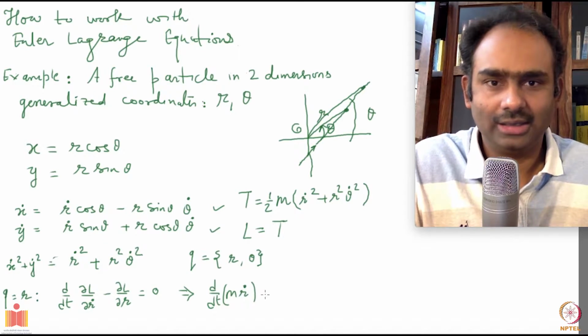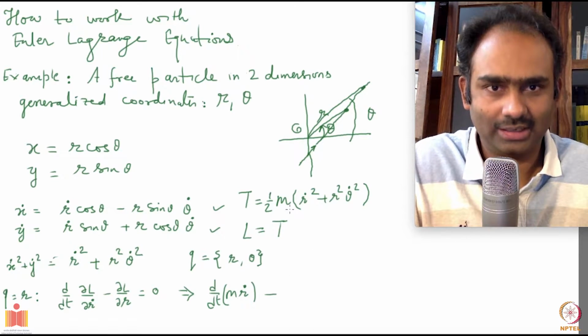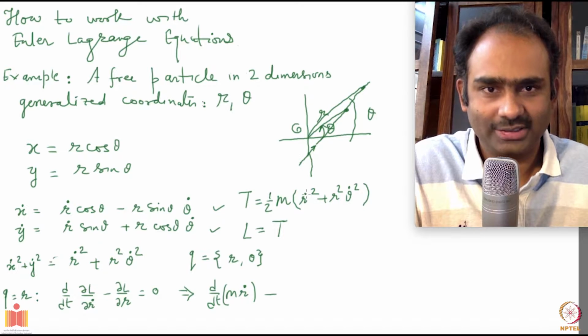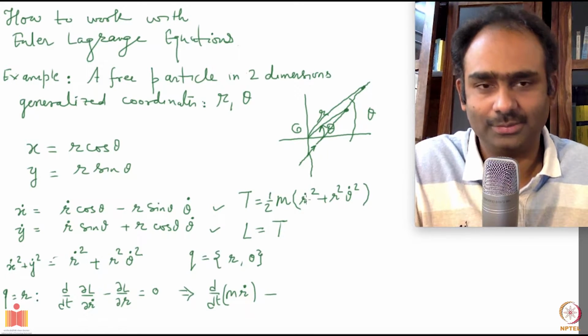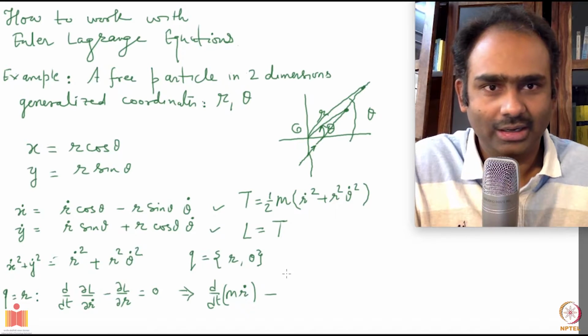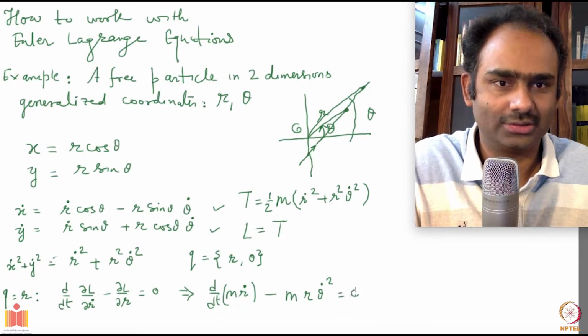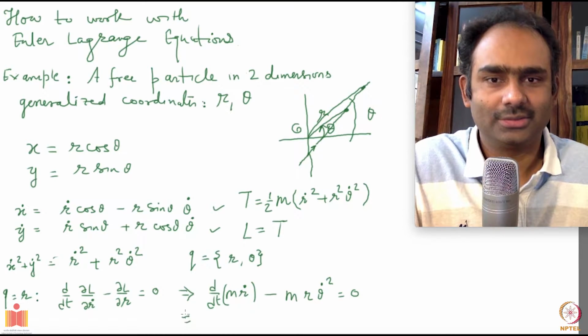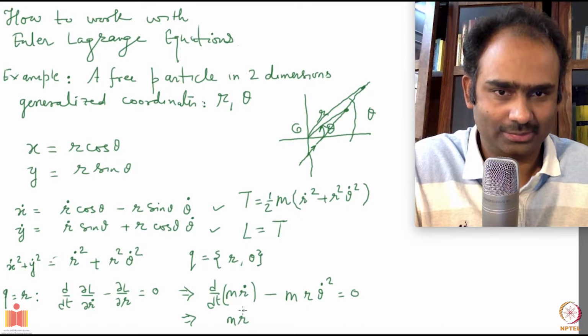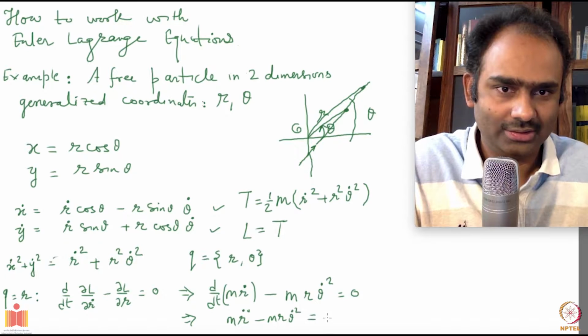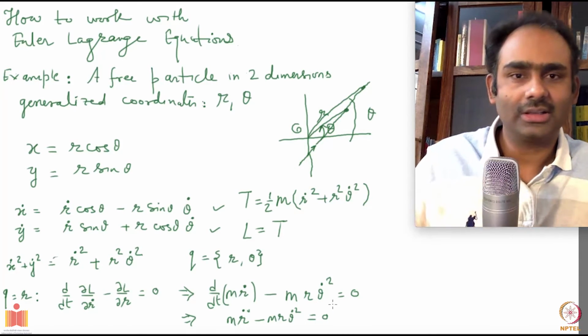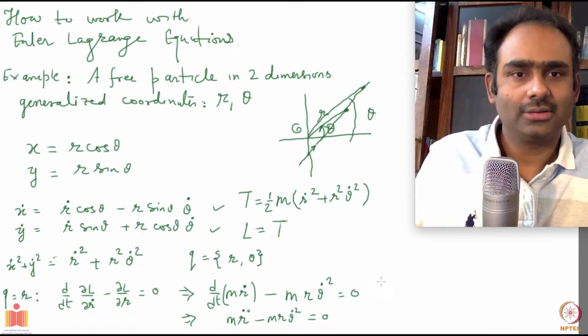correct. Del L over del r, the only second term has r, the first term does not have, so the partial derivative of this first term with respect to r will be 0, only this one will contribute, and you'll get minus m r theta dot square equals 0. Okay, which implies m r double dot minus m r theta dot square is equal to 0. That's good.